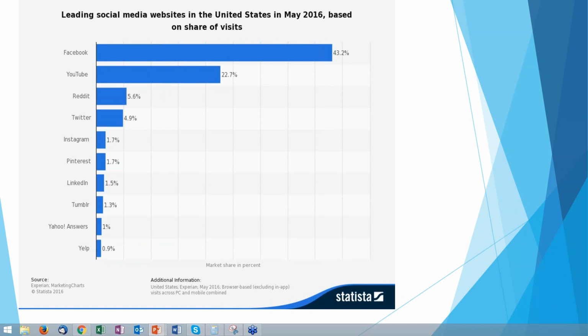Your focus needs to be, beyond a doubt, Facebook if you haven't already started marketing there. So everybody needs to be doing Facebook. Everybody needs to be doing Facebook. Facebook is twice as visited as the next channel down. So you absolutely need to be on Facebook.